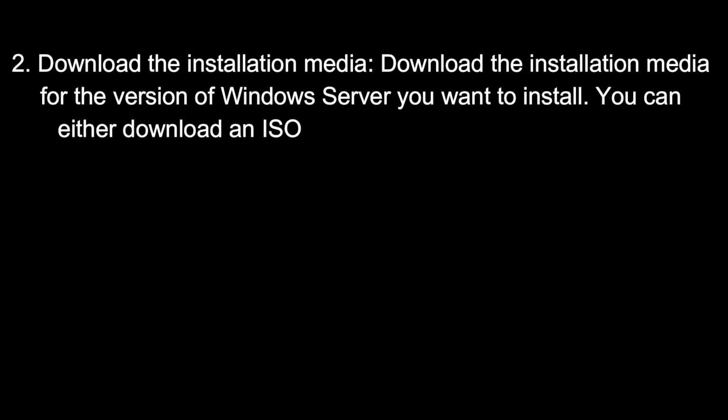2. Download the installation media. Download the installation media for the version of Windows Server you want to install. You can either download an ISO file or create a bootable USB drive.